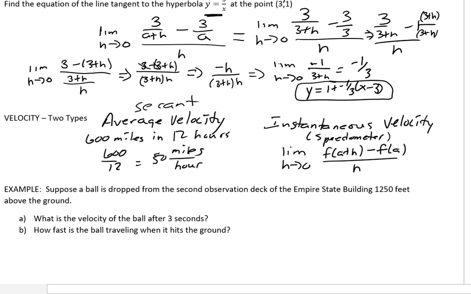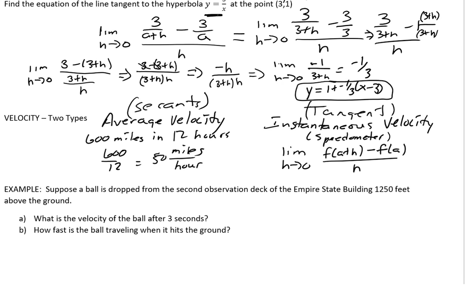And the slope of the tangent equals the slope of the curve. The same thing, the instantaneous velocity is how fast we are traveling at that instant, where average velocity is over a period of time.